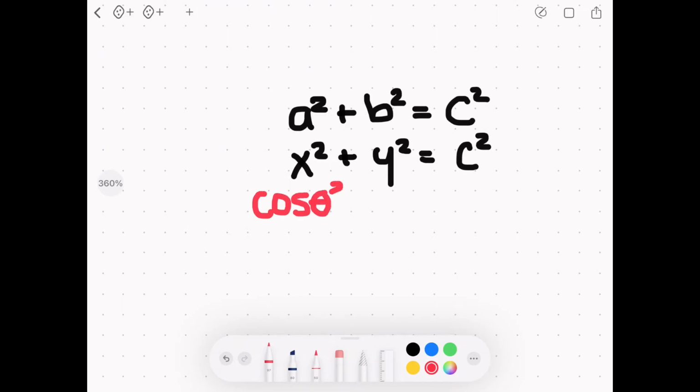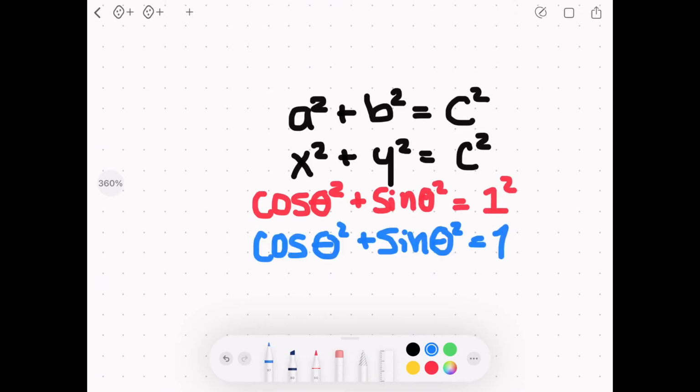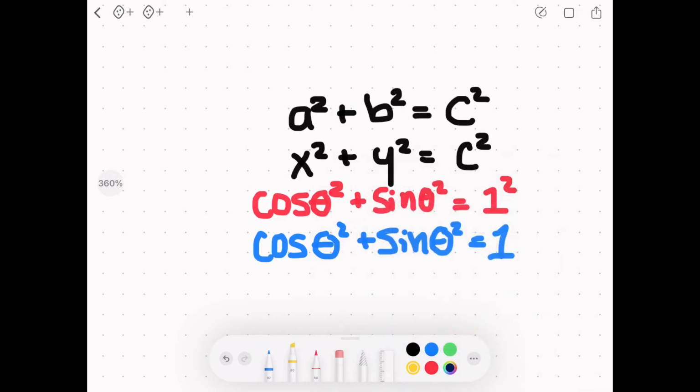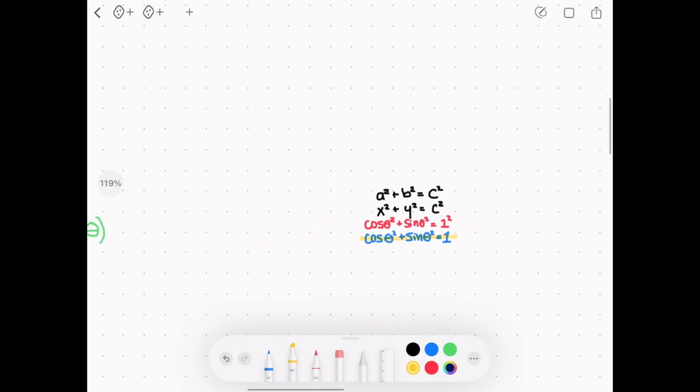Think of your terminal side as the radius. We can prove this identity using the Pythagorean theorem in the unit circle with x squared plus y squared equals 1. In that case, you'll just substitute the x and the y coordinates for cosine and sine, and then you'll work out the problem as is.